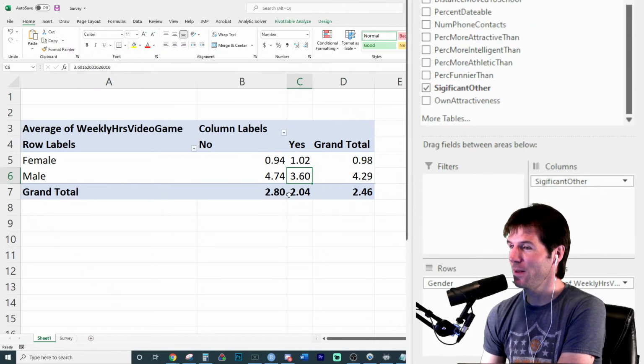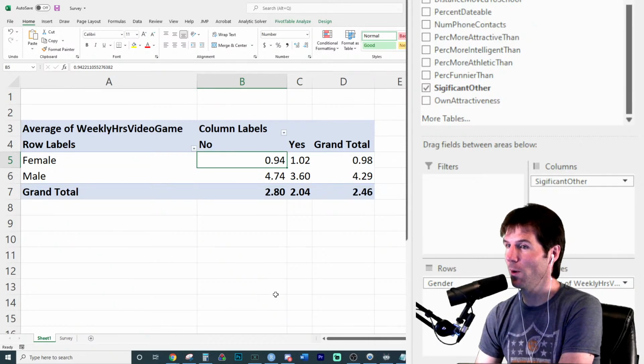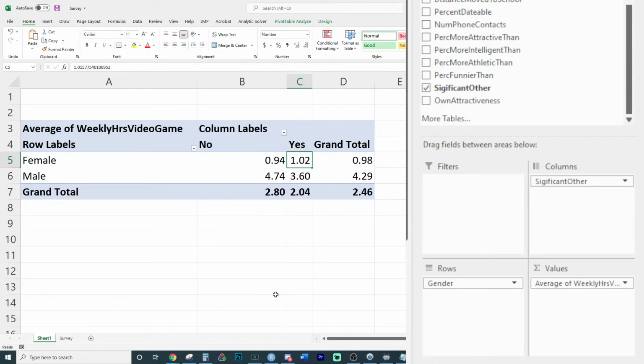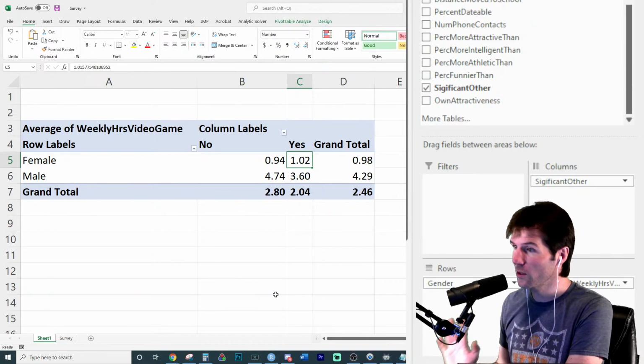And then also what's weird to me is the females follow a different relationship, where females who have significant others play slightly more video games. So we just see this in the data right here, that females generally play less video games than males. Now, that doesn't mean all males play video games. That doesn't mean all females don't play video games.